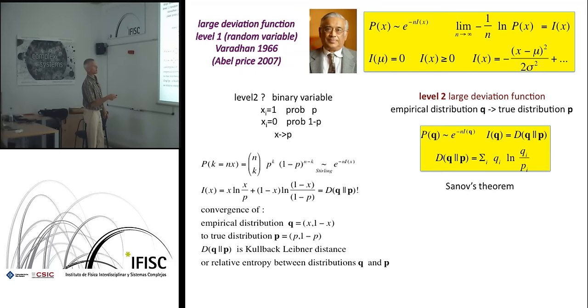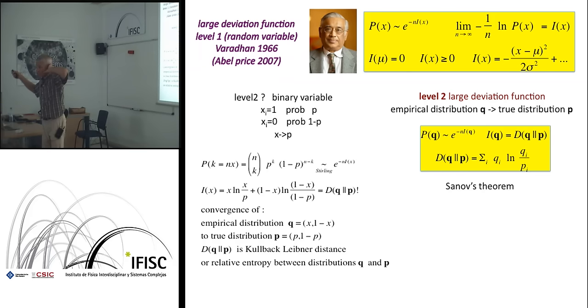So this is an example of a convergence of an empirical distribution to a true distribution. This is called level 2 large deviation theory. This theorem, the fact that this is true in general: if you have independent random variables, you measure, and you try from these measurements to estimate the probability distribution of these random variables, then as you have more measurements, your estimate will converge to the true probability in the sense of large deviations. That means that if you have large enough samplings, it will be exponentially unlikely that you are away from the true distribution.